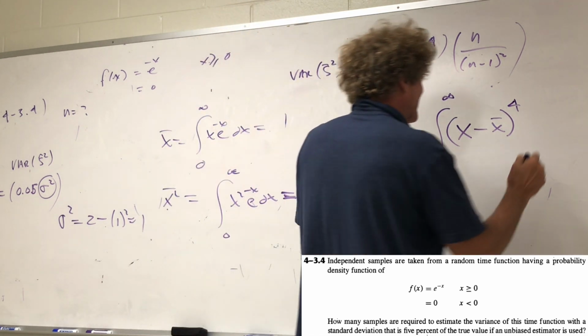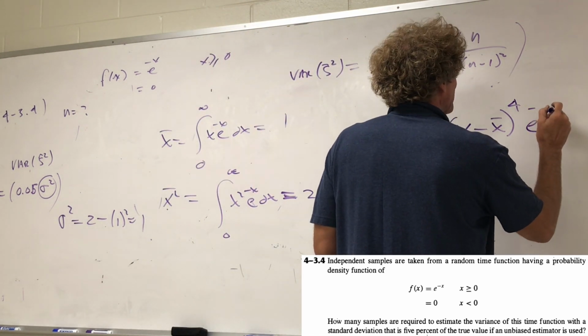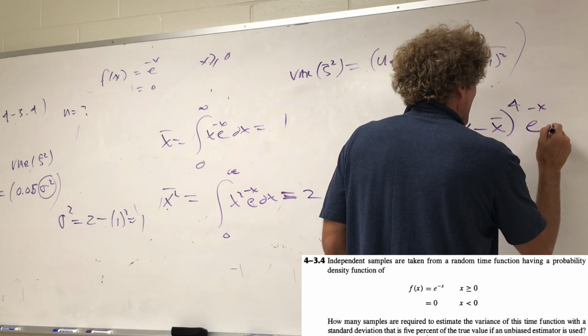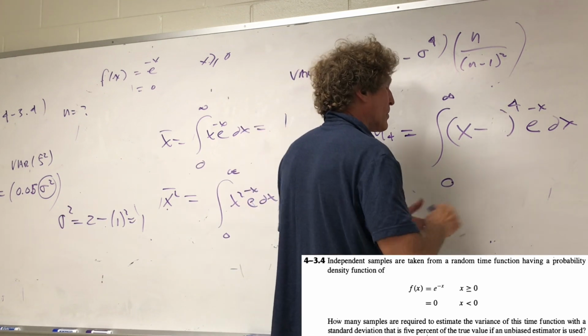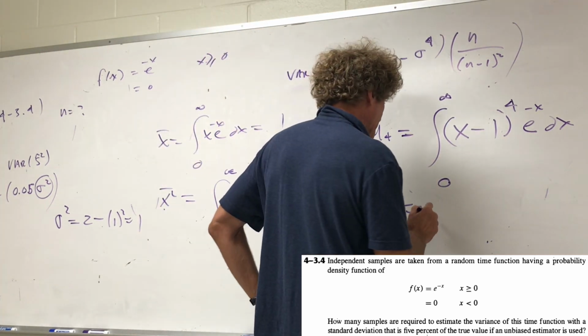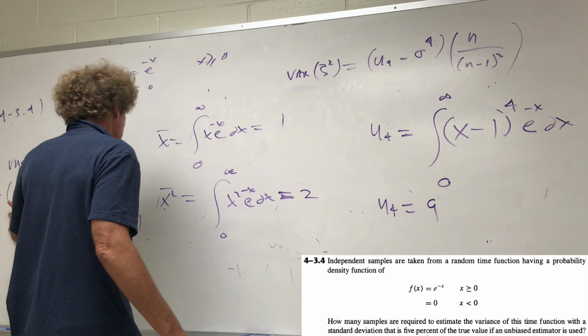That's what I'm working on, Jack. e to the minus, you know what? Be thankful for your calculators. dx, correct? What is x bar? It is 1. And what is the fourth central moment? 9? All right. Now I'm going to take this and square it.